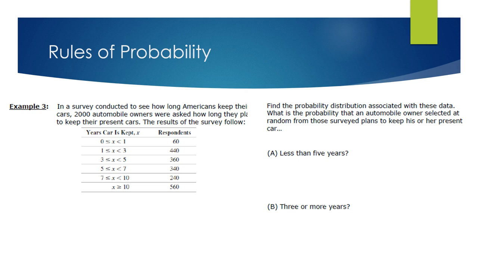Then you're asked to find the probability that a random person from the study plans on keeping their car for less than 5 years, and the probability that a random person from the study wants to keep their car 3 or more years. So take a moment, think about this and what information you have in the table, and come up with the answers to these.